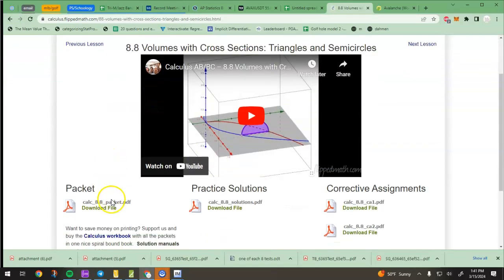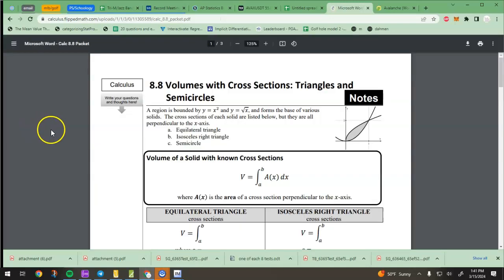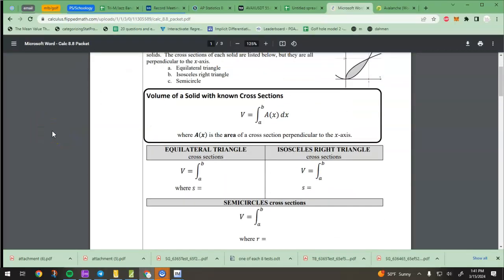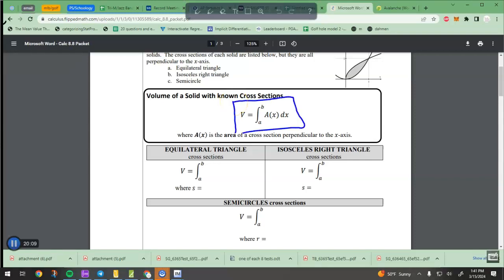So the actual lesson itself is the exact same as yesterday. The only thing that I think is going to be more challenging than yesterday is that formula. So this is what I gave you guys yesterday, and then you just got to plug the area formula in. So like yesterday we did rectangles and squares.